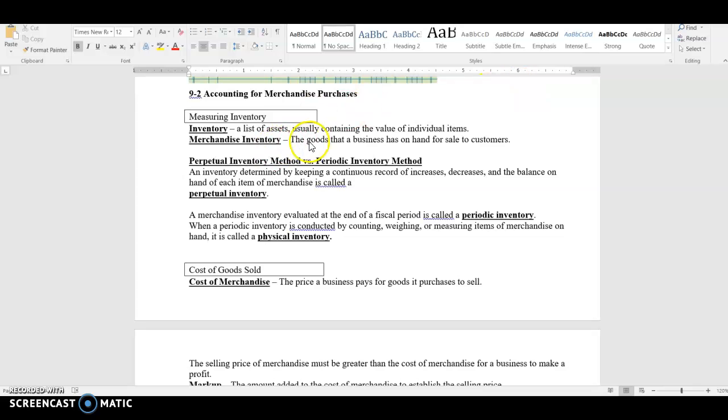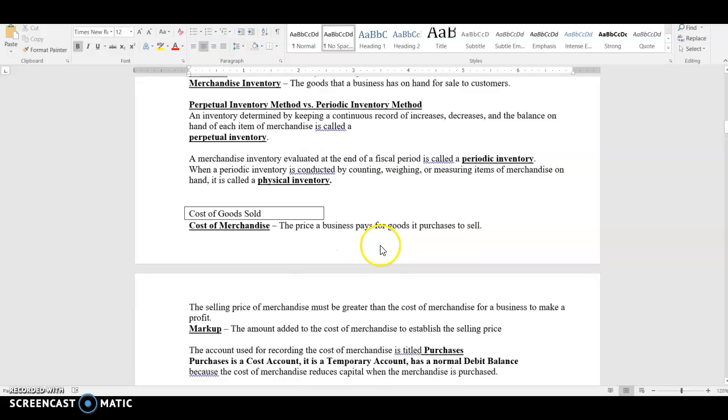So merchandise inventory is any goods that a business has on hand for sale to customers. If you owned a sneakers store, then your merchandise would be the sneakers that you're going to sell. Obviously, we take inventory on those, and there are different methods of inventory that we're going to learn about. Cost of merchandise is another definition: the price a business pays for the goods it purchases to sell.